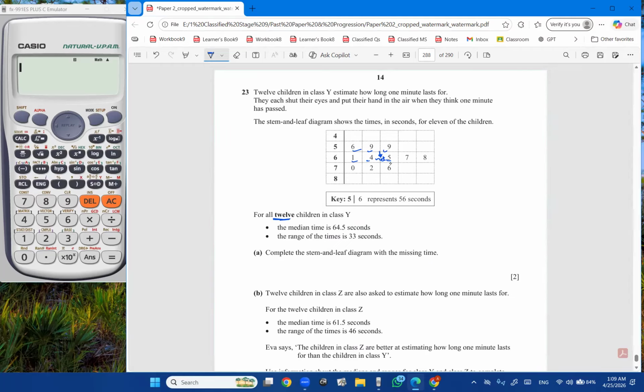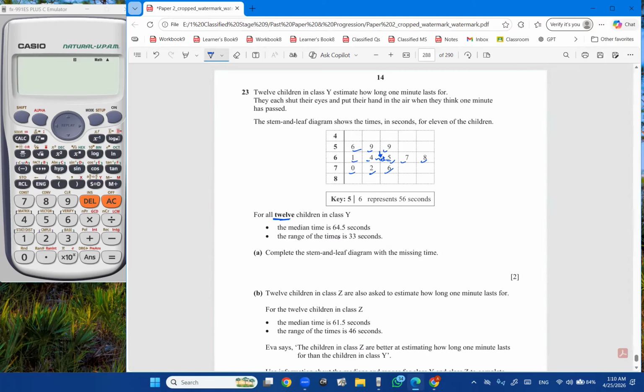While here I have 1, 2, 3, 4, 5, 6. Median is the number that is in the middle. So if there are 6 numbers after the median, there must be 6 numbers before the median. So the range will help me find the smallest number. So the smallest number is what's missing, not the largest.